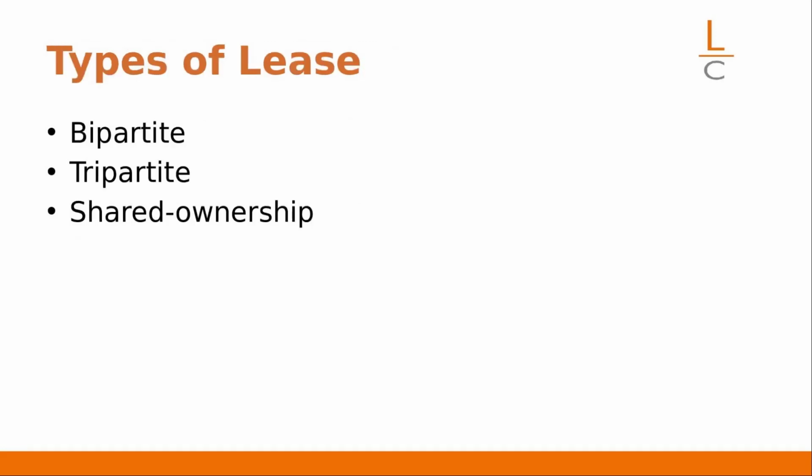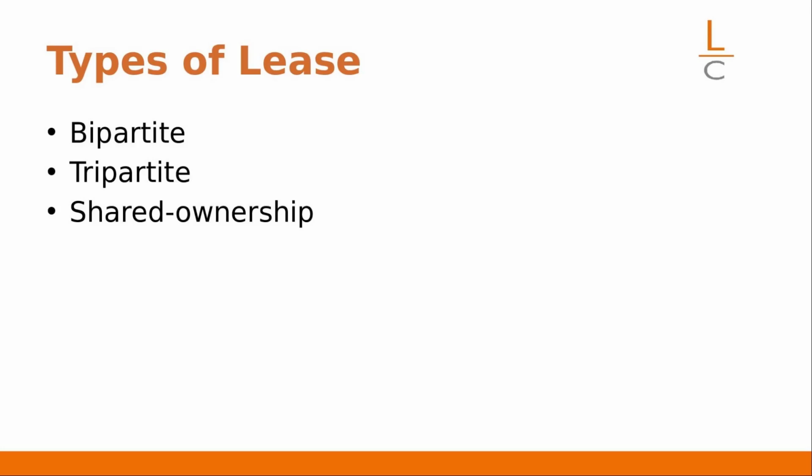Right. Types of long residential lease then. A bipartite lease is the most common one you'll encounter. And as the "bi" part indicates, it's a two-part lease with two parties, usually just the landlord and the tenant, a straightforward situation. That's usually what you will find your situation is with your landlord if you own a flat.